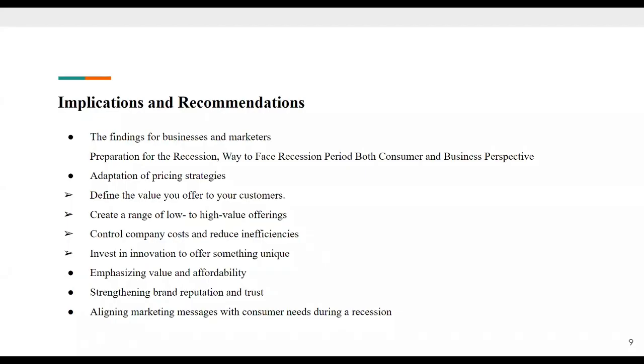From that slide, we are going to come to know the implications and the recommendations of our research project. Our main recommendations are adapting pricing strategies, and there are four strategies: define the value you offer to your customers, create a range of low to high value offerings, control company cost and reduce inefficiencies, invest in innovation to offer something unique.